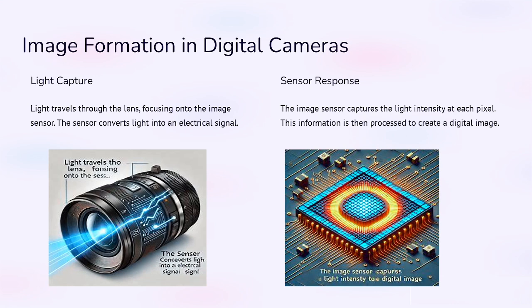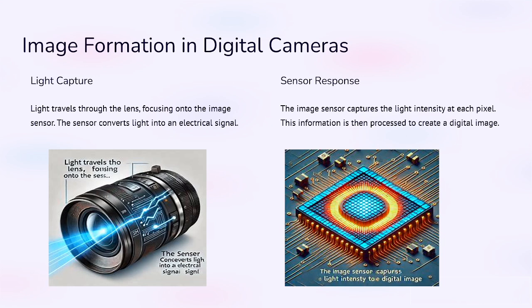First, let's understand how images are formed in digital cameras. The process starts with light capture. When light enters the camera through the lens, it focuses onto an image sensor. This sensor is the heart of the camera, converting the incoming light into electrical signals. Imagine it as a digital eye, collecting light and interpreting it into data. The lens plays a critical role here. It controls how much light enters and focuses it correctly onto the sensor.